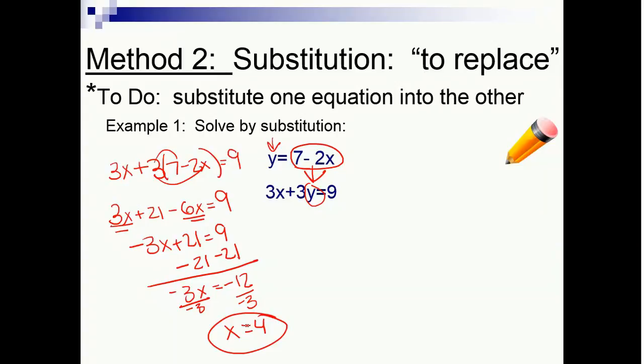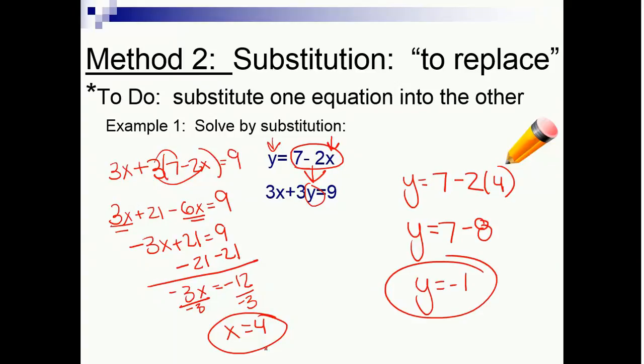How are we going to get our y, Miss Marsh? You are going to take that 4 and plug it into this x right here, so then I'll get my y. So y equals 7 minus 2 times 4. If I figure out what this is, that's 7 minus 8. So y equals negative 1. So I have my x and my y. My final thing to do with any solution for a system is to write it as an ordered pair. So my solution is (4, negative 1).